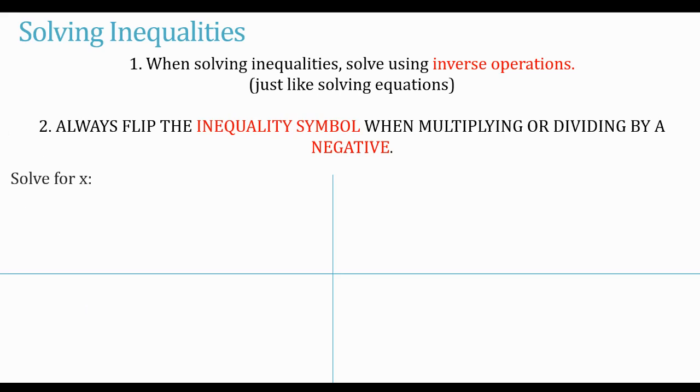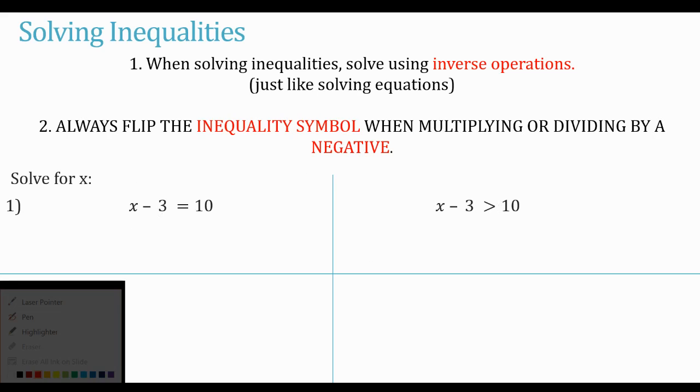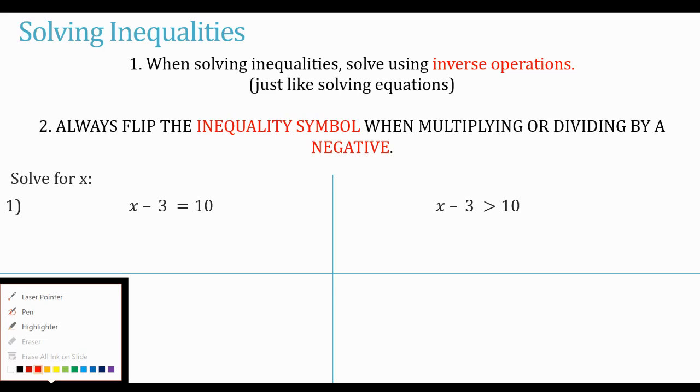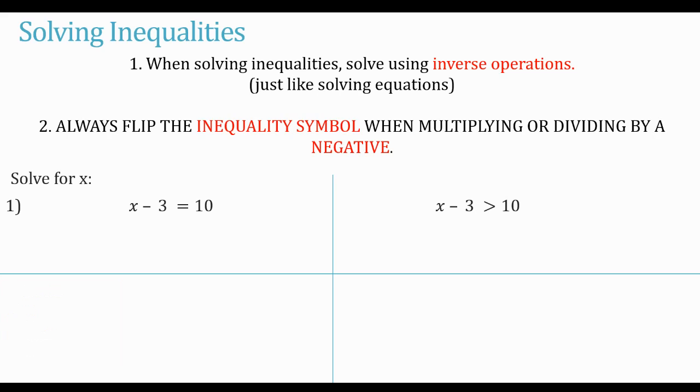Okay, so solve for x. What we're going to do is solve this as an equation first, and then take those skills and apply them to the inequality here. So it says x minus 3 equals 10. Hopefully you remember, same thing. We are going to draw train tracks because you guys know I'm a big fan of train tracks.